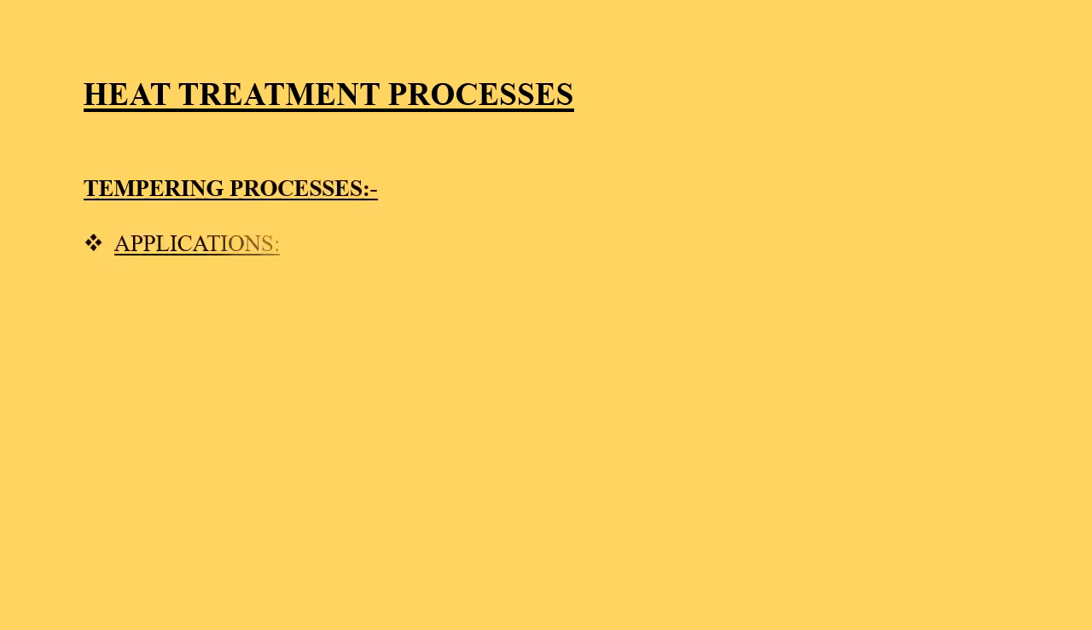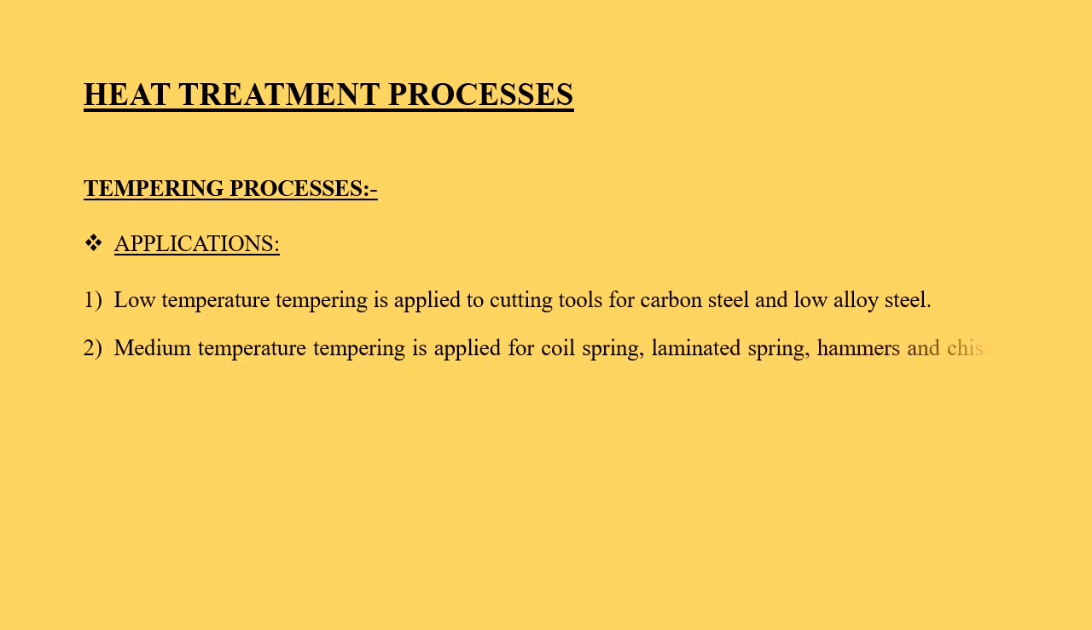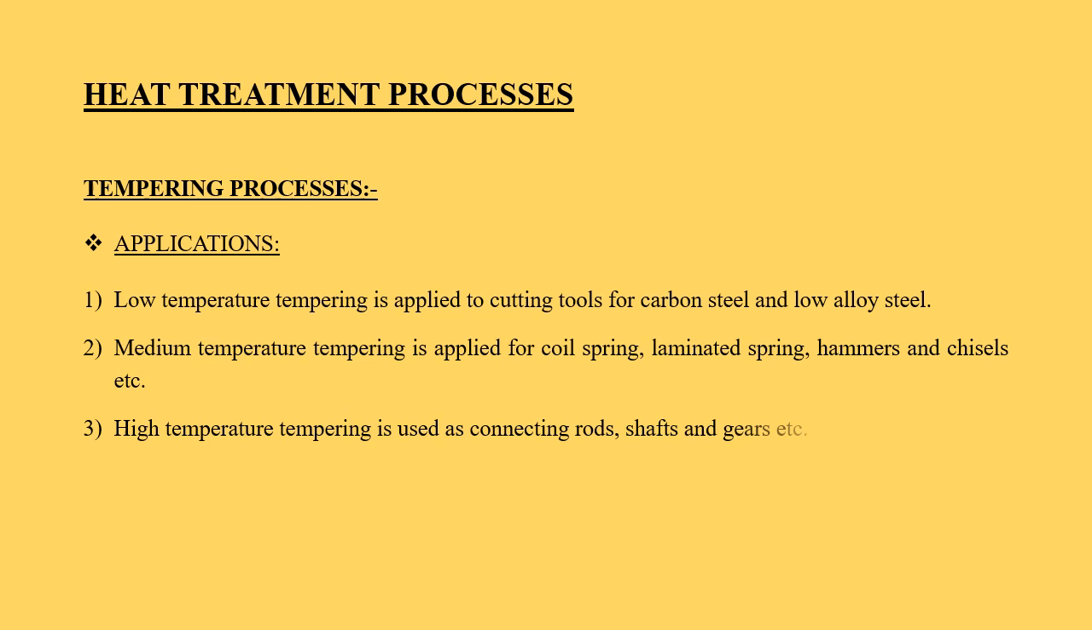The applications of different tempering processes: low temperature tempering is applied to cutting tools of carbon steel and low alloy steel. Medium temperature tempering is applied for coil springs, laminated springs, hammers and chisels, etc. And high temperature tempering is applied for connecting rods, shafts and gears, etc.